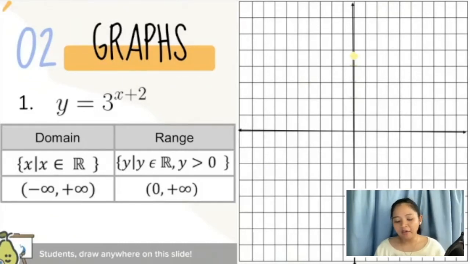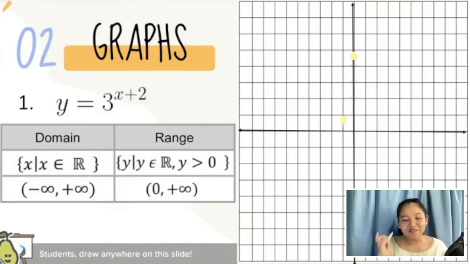Let's have another point to include. We're going to have x equals negative 2. So if we have x is equal to negative 2, this would give us 3 raised to negative 2 plus 2, which is 3 raised to 0. 0 or any number raised to 0 except 0 would give us 1. We have the ordered pair, negative 2 and 1. So we can put this in our graph as negative 2 over here sa x natin. Tapos 1 sa taas. So we're going to jump over here. Negative 2 and 1.